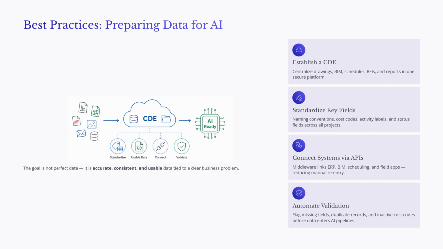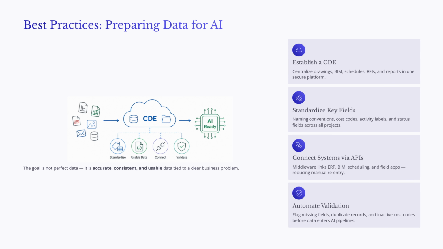The second best practice is to standardize key fields. This includes naming conventions, folder structures, document classifications, cost codes, activity labels, location breakdown structures, and status fields. Practical standardization is more valuable than unnecessary complexity. Firms should begin with the fields that managers actually use for estimating, scheduling, project controls, and communication.